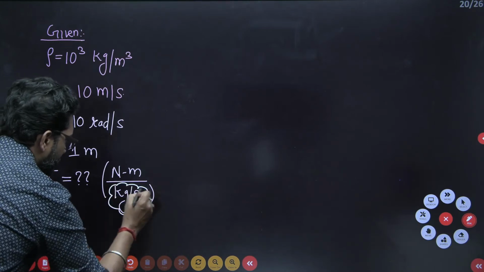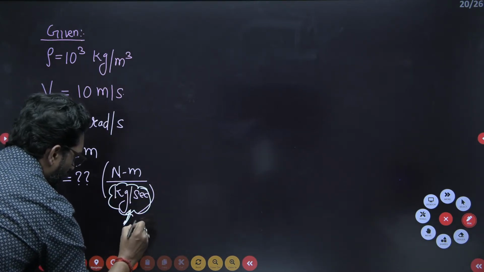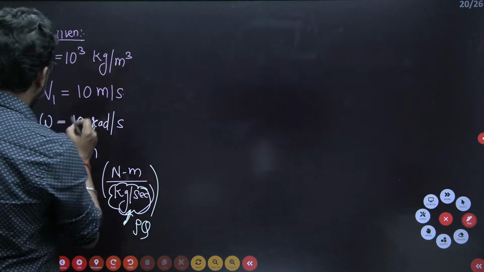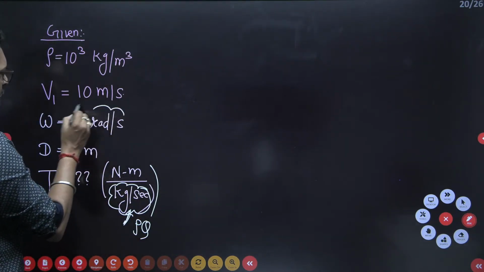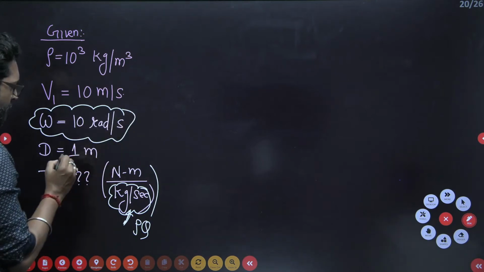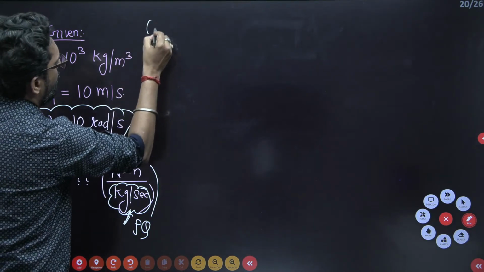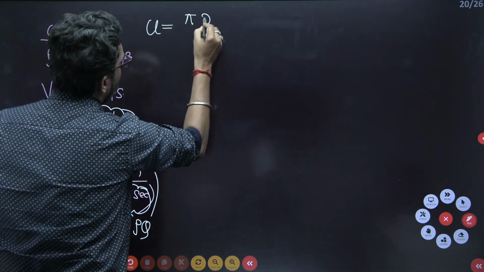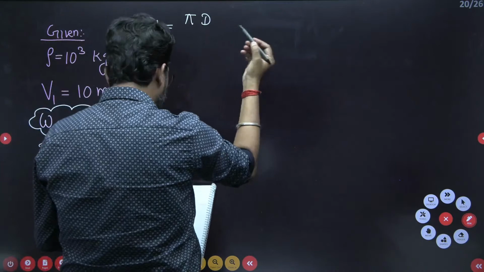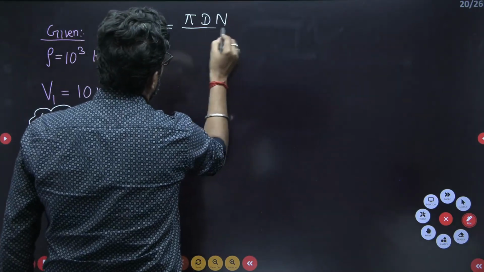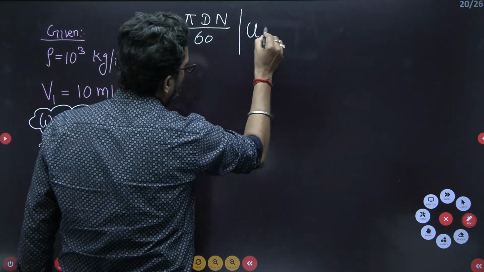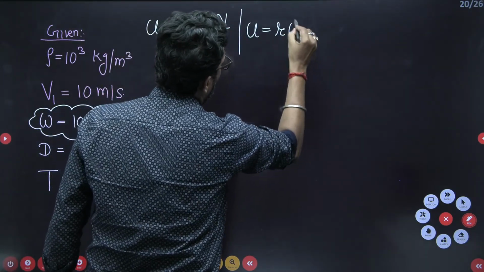What is this kg per second? It is your rho into Q. And this is your force torque. Now, if omega is given and the radius is given, we have to find the peripheral, or rotor, velocity. How much? Pi d n upon 60. Here N is not given, so we have to take another formula, U equal to R into omega.